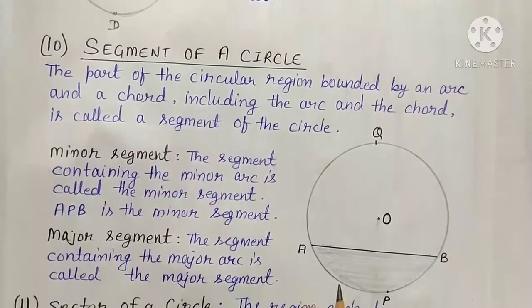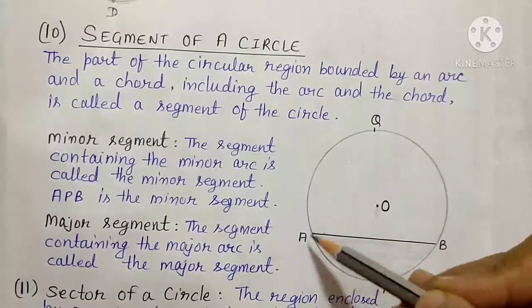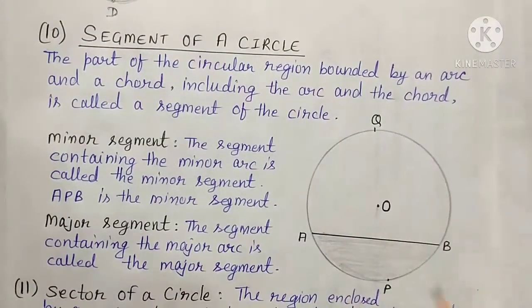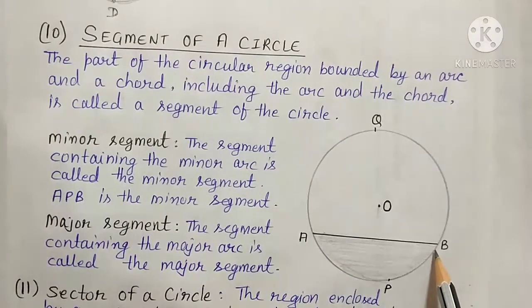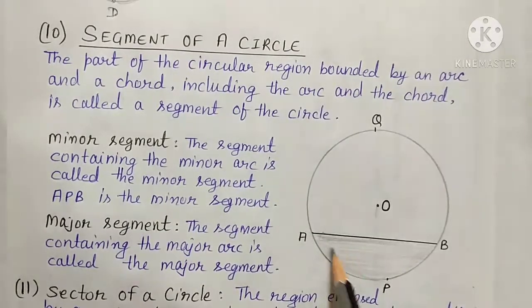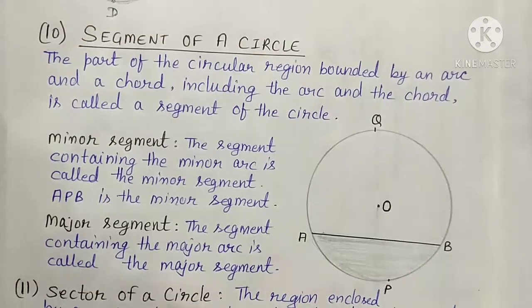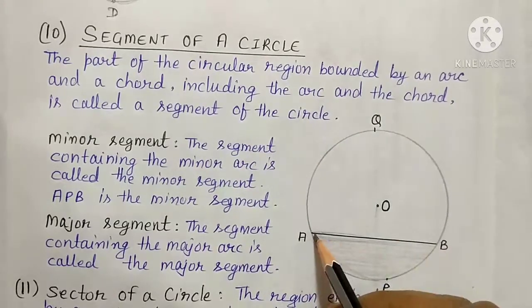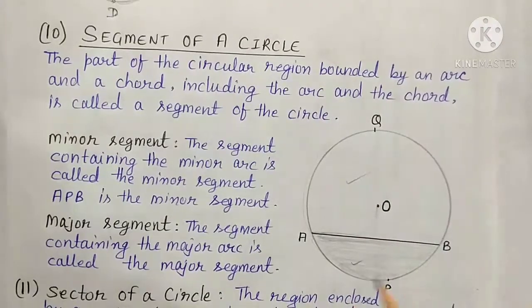What is a segment of a circle? The part of a circular region bounded by an arc and a chord. See, this is a chord AB and this APB is an arc. So this part will be called what? Segment of the circle. Even you can say AB chord and this AQB is an arc. So this part is also called a segment.